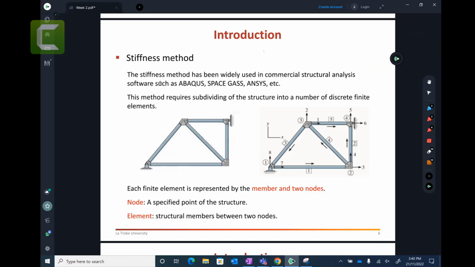So the stiffness method is widely used in commercial structural analysis software like Abaqus, SpaceCAE, ANSYS. There are around 500 software packages available in the market. I don't want to teach you any particular software where you can just sit down, press some buttons and get the results. No. How do these software packages perform the calculations? That is the overall objective of this subject. We want to go behind the screen and see how these software packages are running.